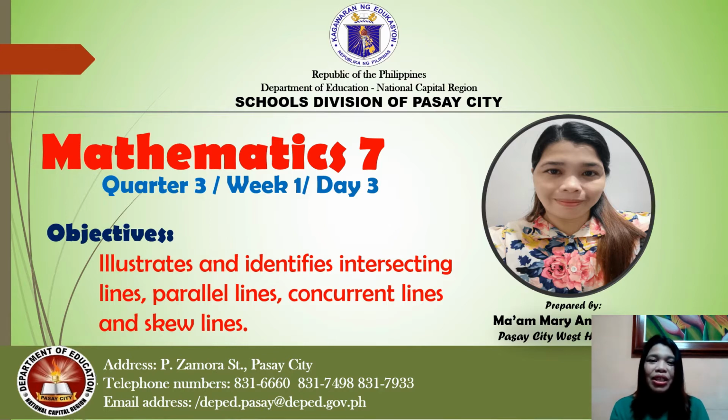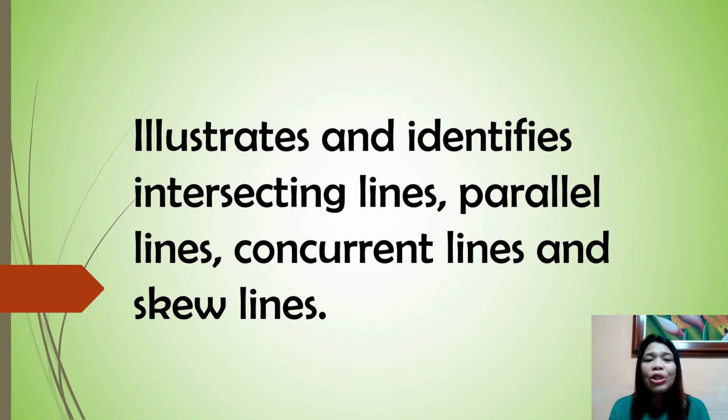Today's objective is to illustrate and identify intersecting lines, parallel lines, concurrent lines, and skew lines. Since geometry is the study of shapes and its properties, it is important that we are familiar with the different terms associated with it. Like in our discussion, we will focus on the different pairs of lines. What are these pairs of lines and how are they being illustrated? So let's start with our discussion.